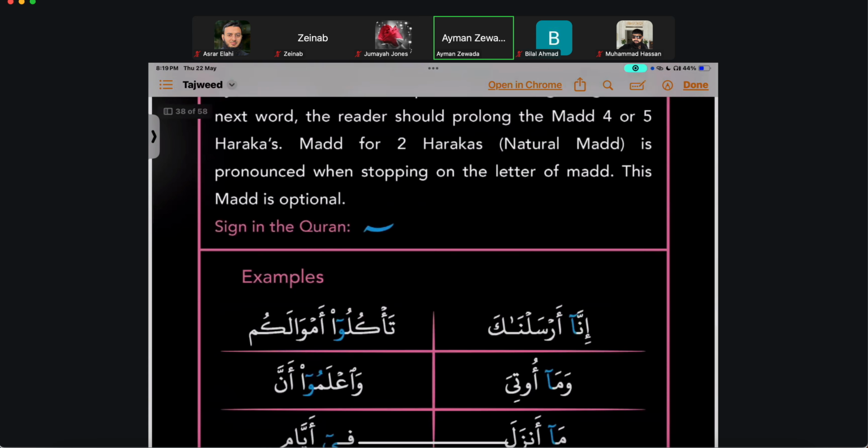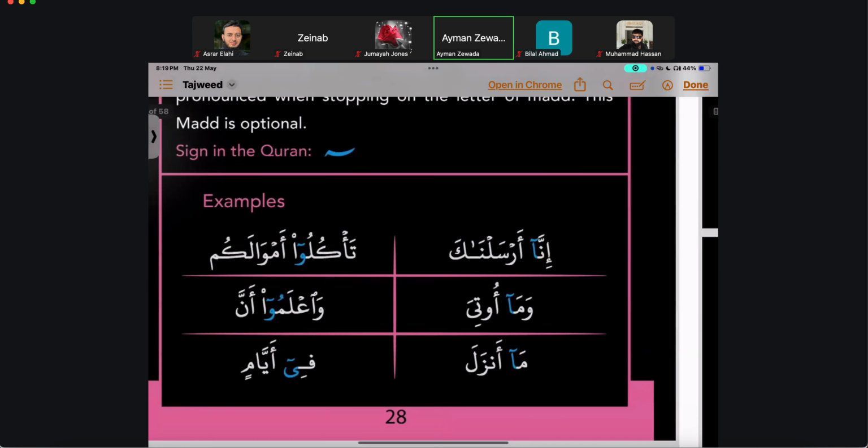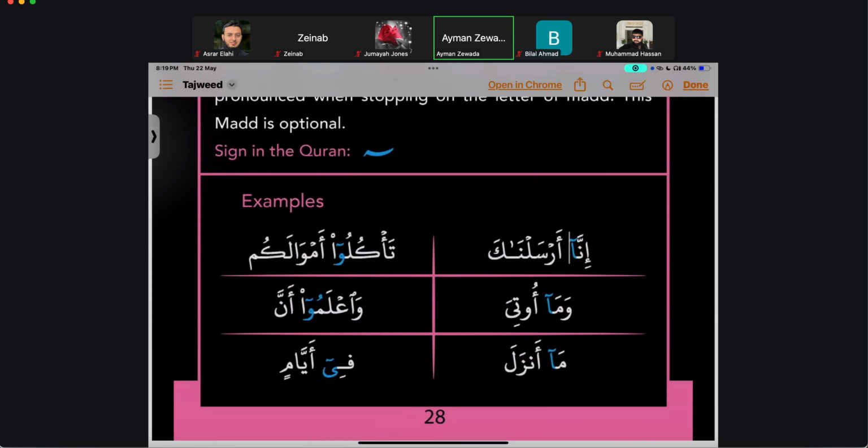Let me give you an example. Here, in the first one, I have the mad on the alif. The word stops here, inna. The next word, arsalnaka, starts with a hamza. So I connect the two using a mad. Inna arsalnaka. Over here, تأكلوا أموالكم.